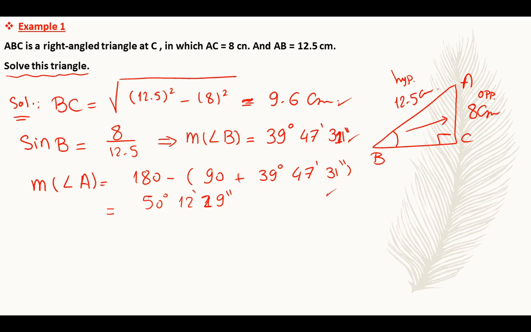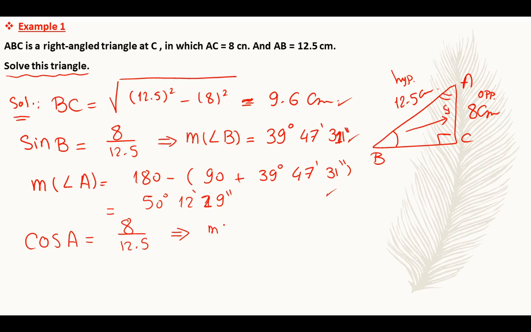Before going to another example, here we can find the measure of angle A by using another method. Here, this is angle A, okay? And we know that the adjacent of angle A equals 8 and the hypotenuse is 12.5. So we can use cosine A equals adjacent, which is 8, over the hypotenuse, which is 12.5. Okay? So cosine A equals 8 over 12.5.